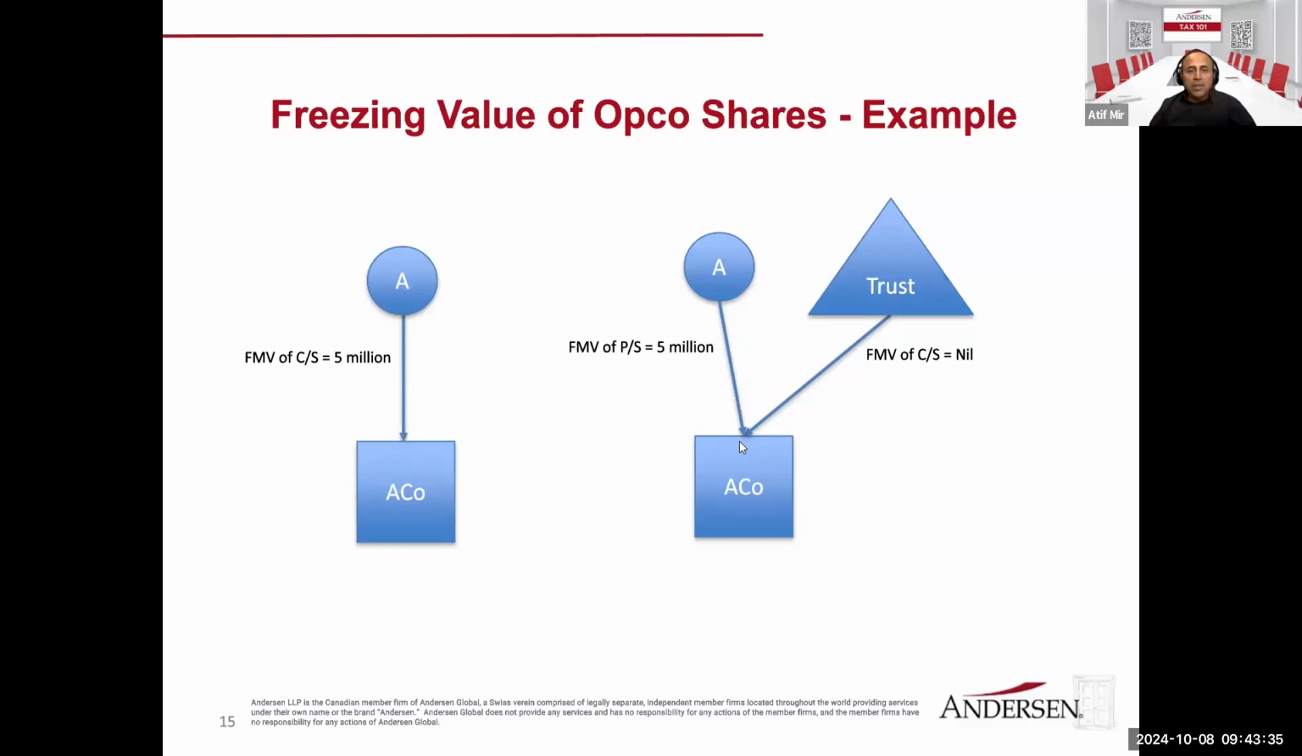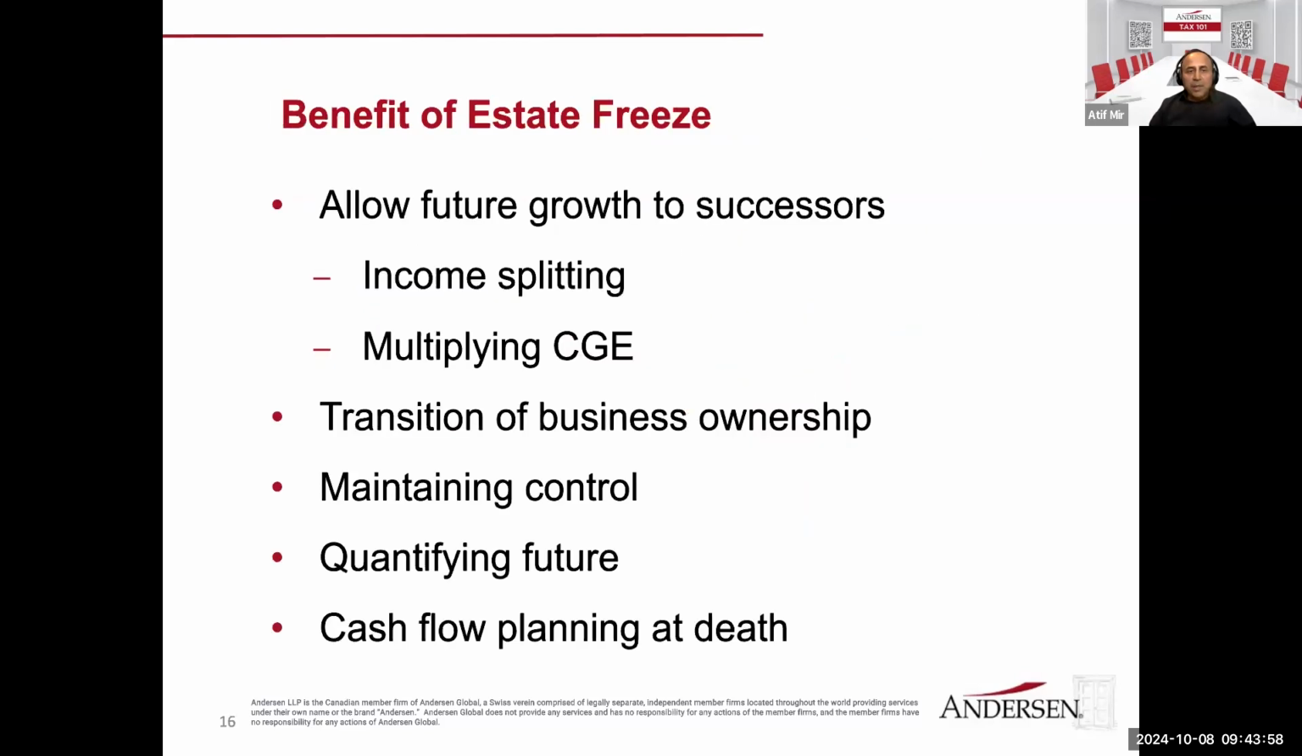Now, watch out that you want to freeze the value to the point that gives you necessary funds to live out your life. Assuming you have no other assets, no other investments, and you're depending on these pref shares, you want to make sure that $5 million before tax is enough for your personal expenses. So the benefits of estate freeze is allow future growth to successors and multiplying capital gain exemption and income splitting. We have already discussed some of these.